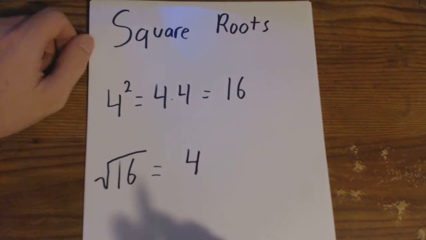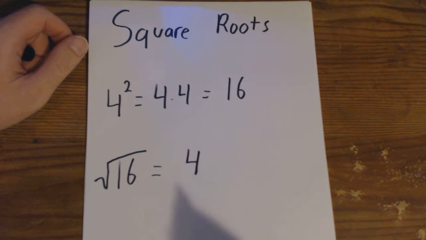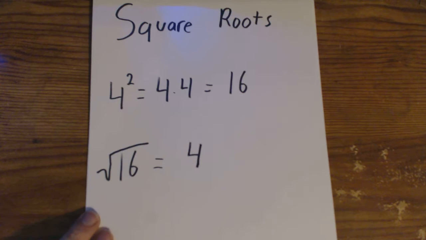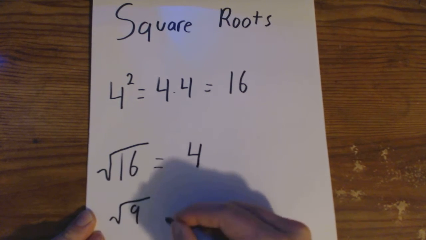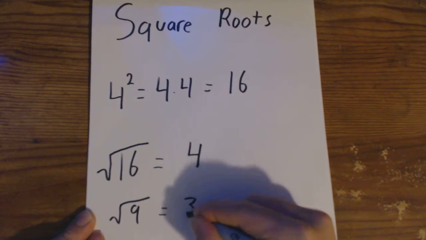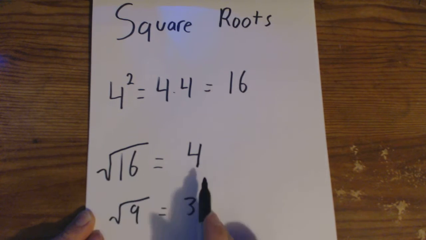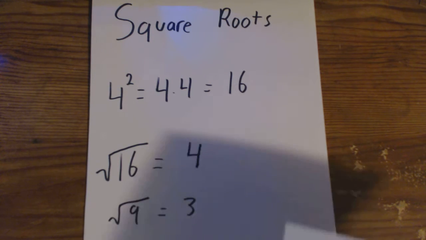Now, something I want to point out here. We're going to go through some examples, and the more examples we go through, the more that'll help you get used to the square roots. The square root of 16 would be 4. In the same case, what number times itself would give us 9? Well, we know that would be 3. The square root of 9 is 3. The square root of 16 is 4. So let's go through a couple more examples. That'll help drive this home.